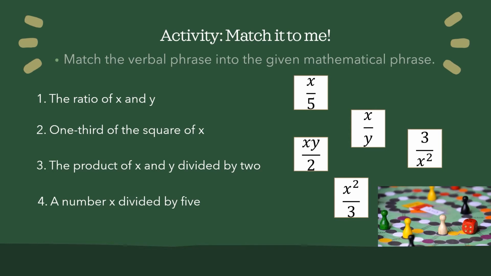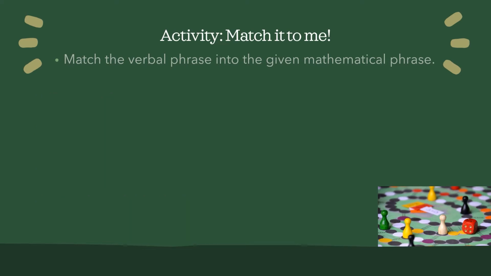For number 1, the ratio of x and y. Number 2, 1/3 of the square of x. Number 3, the product of x and y divided by 2. Number 4, a number x divided by 5. Let us answer them one by one.